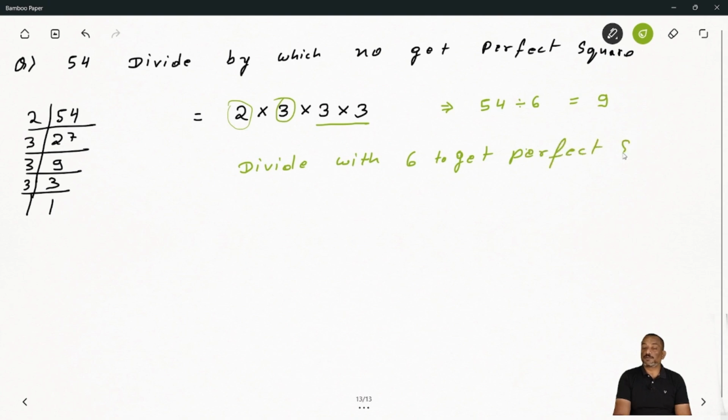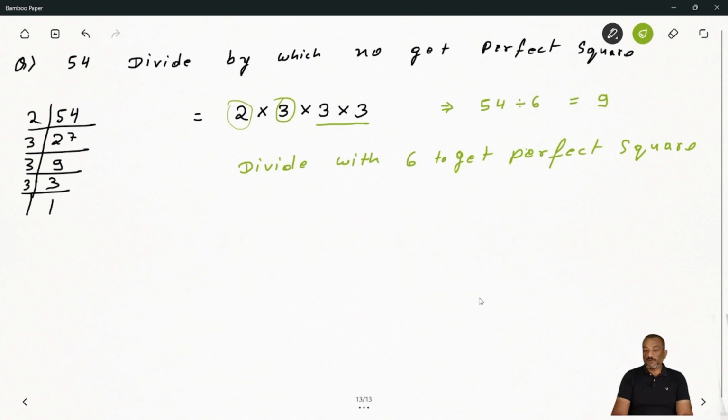Okay, clear? So two types of questions come. One is asked: by which number will we multiply to get a perfect square? So whatever the unpaired numbers are, we multiply by them. The second: by which number can we divide to get a perfect square? The unpaired number we can divide by to get a perfect square. Hope you understand this one.